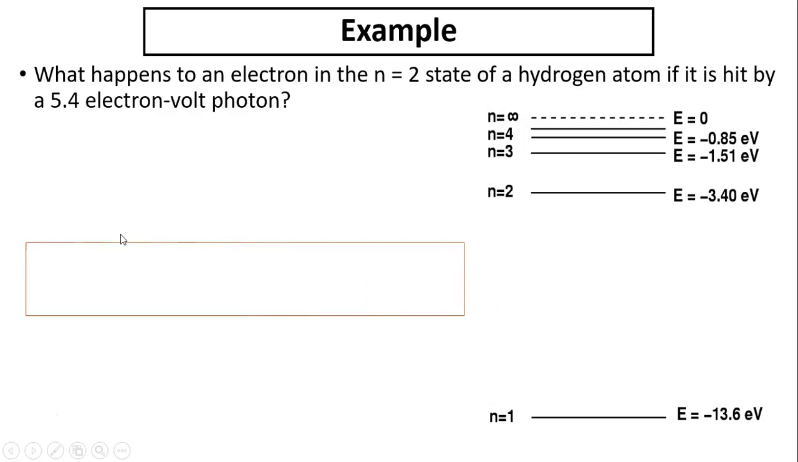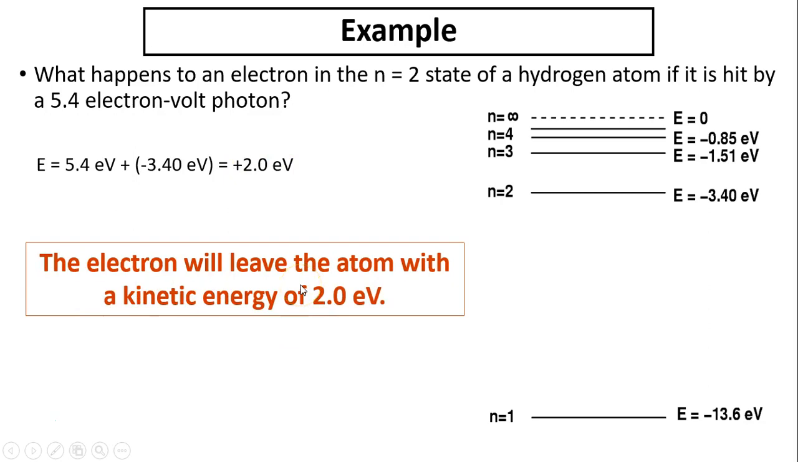Another example: what happens to an electron in the n equals 2 state of hydrogen if it is hit by a 5.4 electron volt photon? So let's see, n equals 2, you have negative 3.4 electron volts. So your energy after would be positive 2.0 electron volts. So what's going to happen to that electron in the n equals 2 state? It is going to be ionized, and you'll have an extra 2.0 electron volts. That is kinetic energy. So the electron will leave the atom with a kinetic energy of 2.0 electron volts.